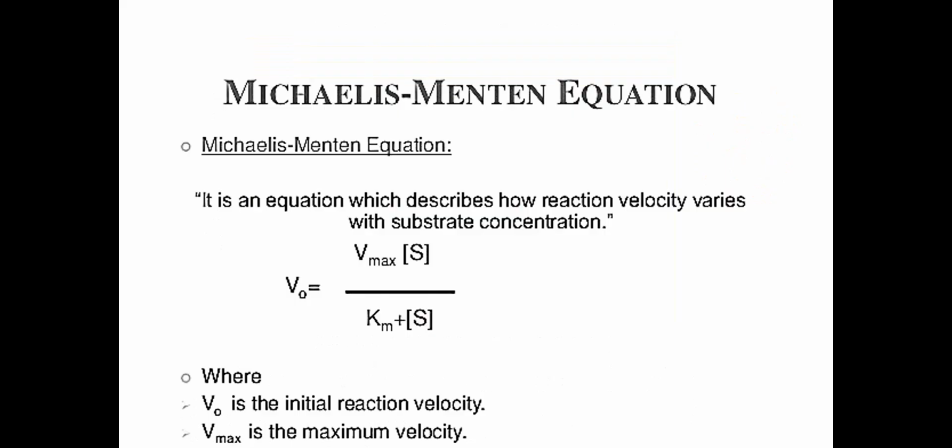Before coming to the last factor, inhibition, we have to understand the Michaelis-Menten equation. It is an equation which describes how reaction velocity varies with the substrate concentration. The initial velocity of the reaction is directly proportional to Vmax, whereas inversely proportional to the Km.